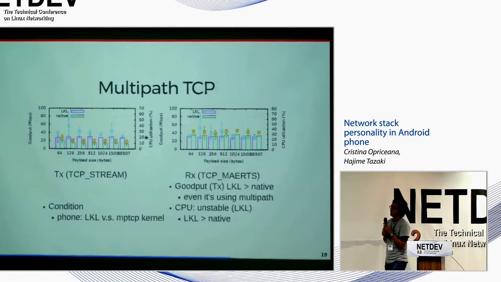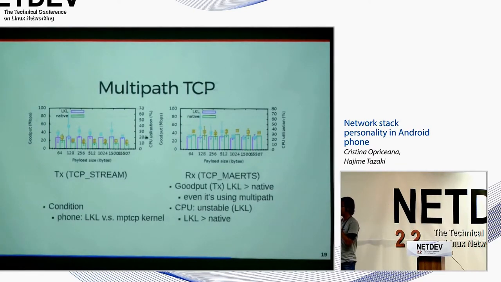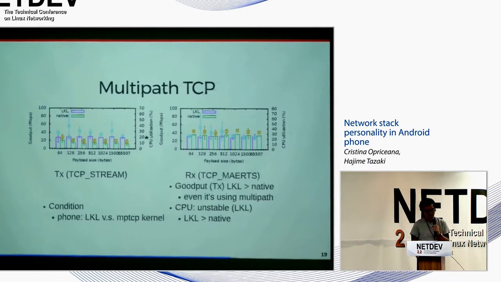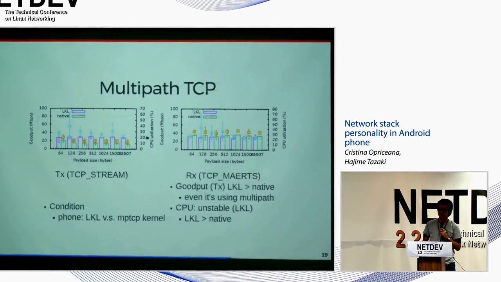And for the achieved goodput, especially for the TCP stream case in the left figure, the LKL goodput was bigger than the native one, even though they are using multiple paths. One of the reasons for these differences is we couldn't align all the parameters available for the multipath TCP extension. For example, the congestion control algorithm for those two configurations is different. So maybe we need a deeper investigation for this kind of measurement.